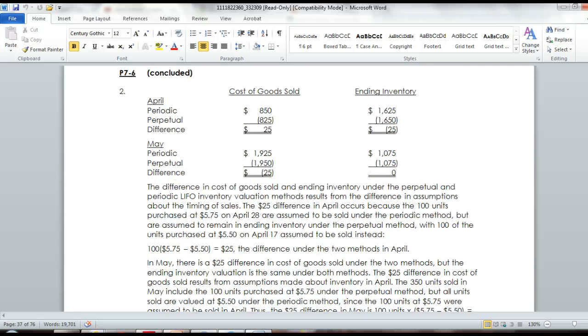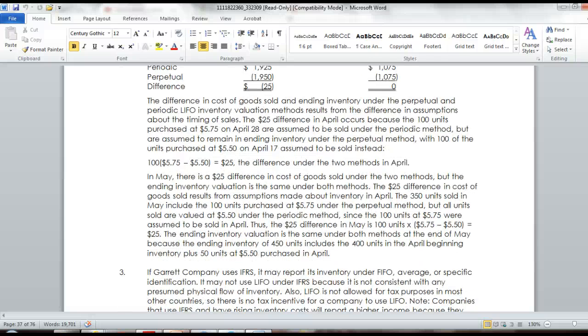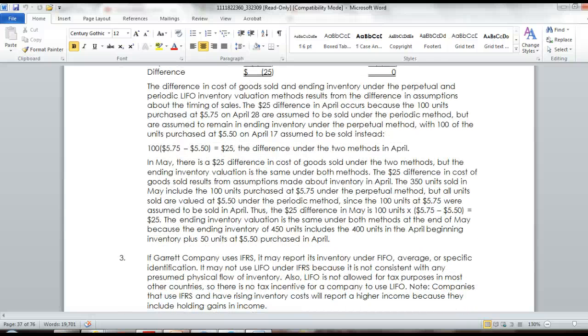So as you see here, the $25 difference was because the 100 units purchased at $575 on April 28th were assumed to be sold under the periodic method, but you can't do that under the perpetual method. So very beneficial for you to take some time and really work on your homework assignment so you can understand the differences here.